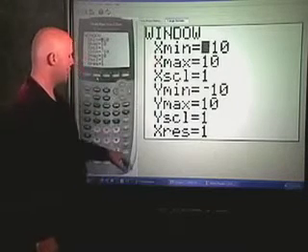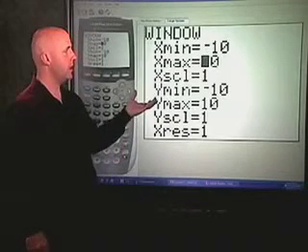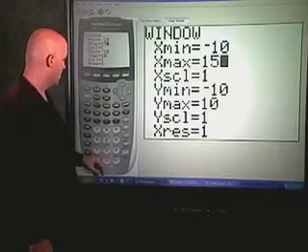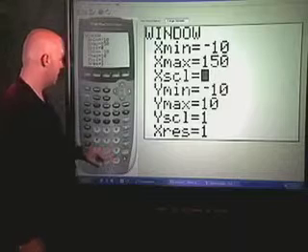X min we can leave at negative 10, because we know our intersection point is further out in the positive direction. Our x max, we want to pick a bigger number. So let's pick something like 150. And we'll want to change our scale here since we're using such a big number. Let's go ahead and scale by 10.